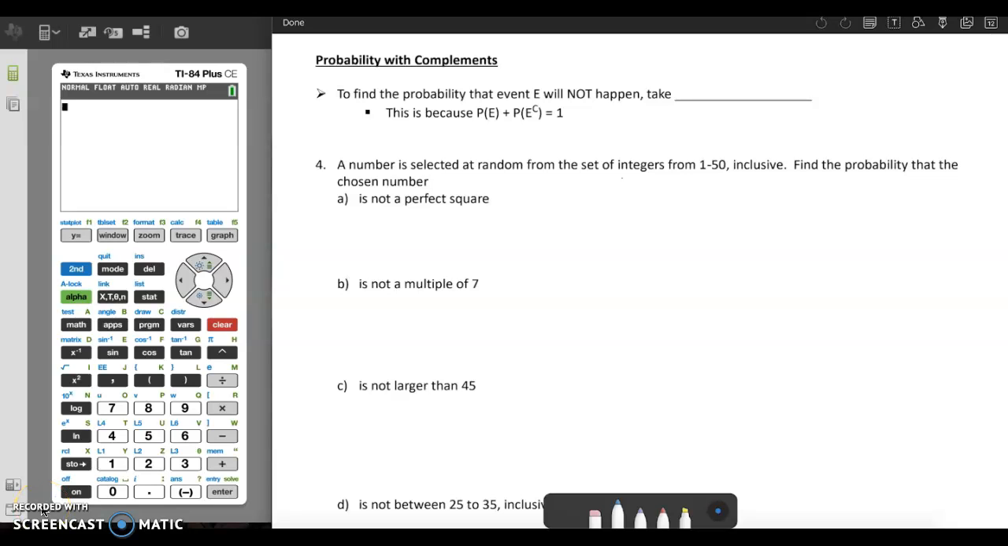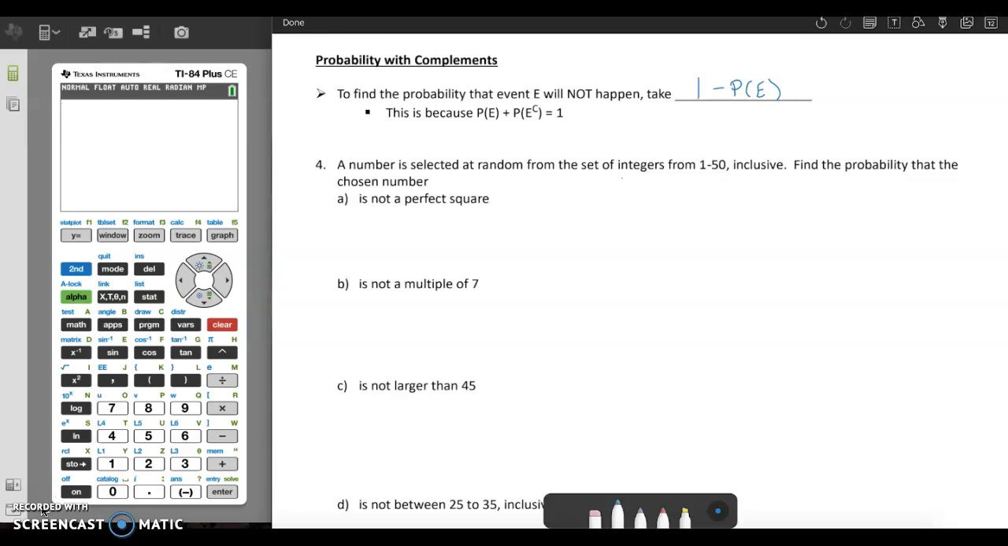Now let's look at calculating probability using what we call complements. To find the probability that an event E will not happen, you take 1 minus the probability that E will happen. This is because the probability of something happening plus the probability of it not happening are the only two options. It either does or does not happen. So when you add those together, you get 1.